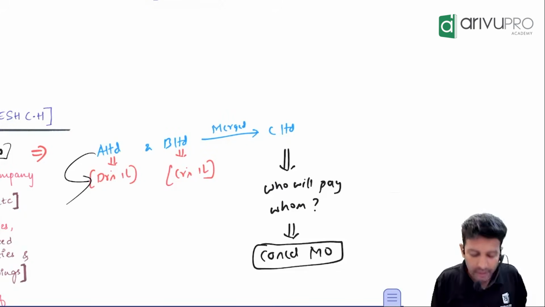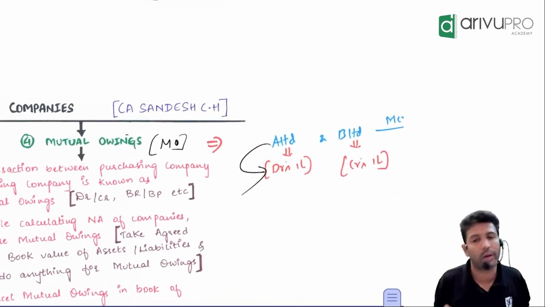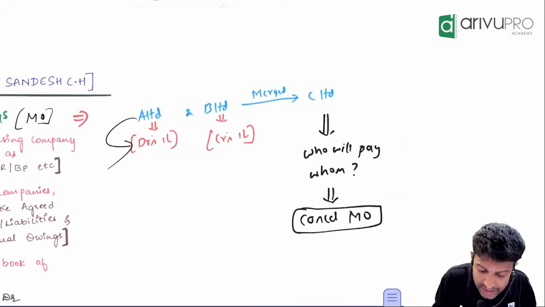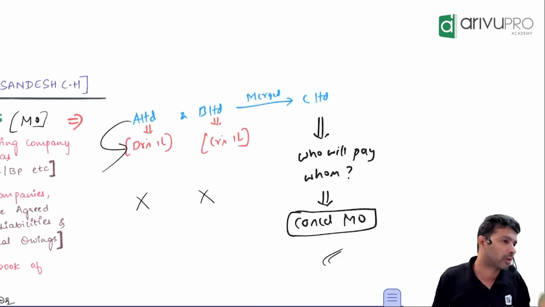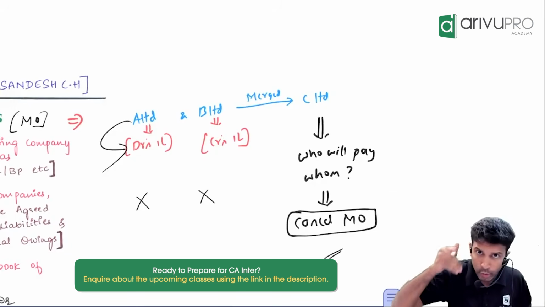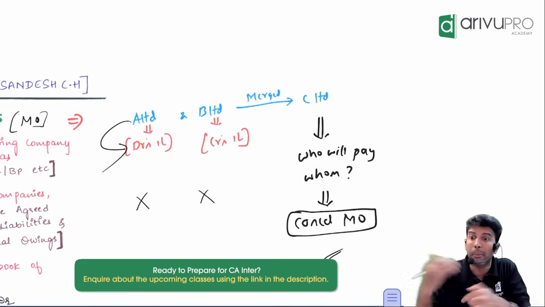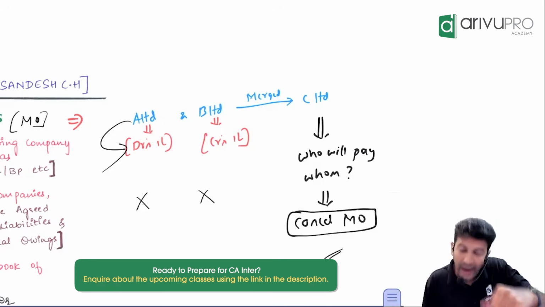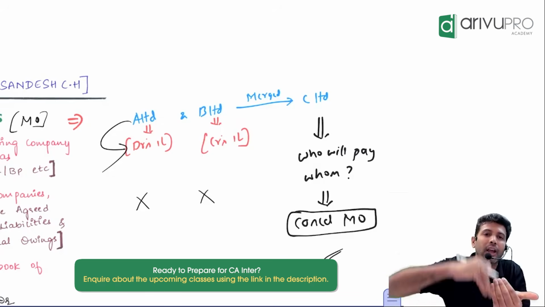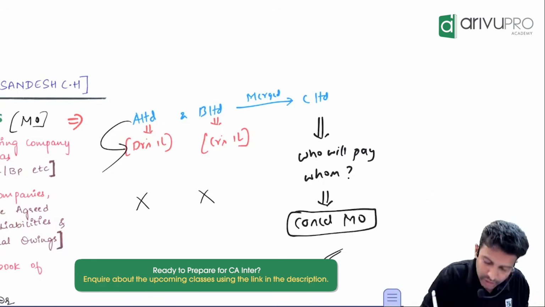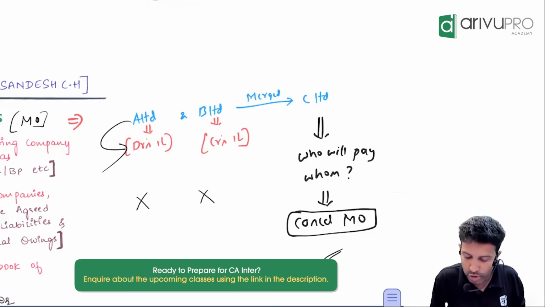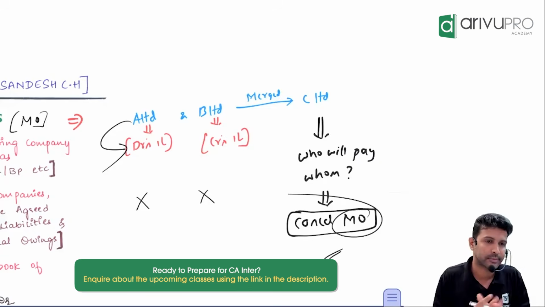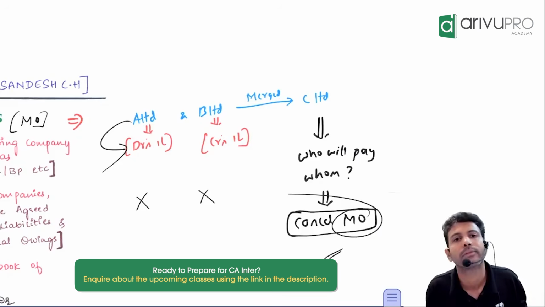And that only we refer to as mutual owing. Fine. Now, will you cancel in A Limited's books, B Limited's books or C Limited's books? C Limited, because you will have to cancel only when the merger happens. After amalgamation, one cannot pay the other. So in the new company's books, in the purchasing company's books, mutual owings will get cancelled. That's all it is.